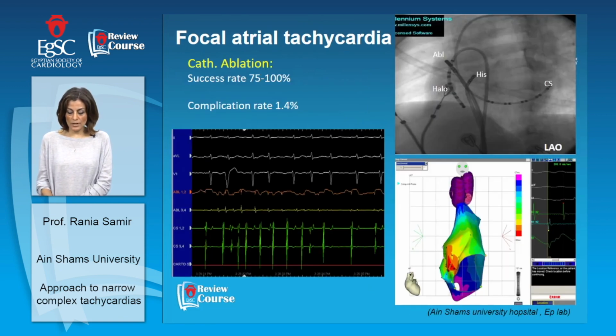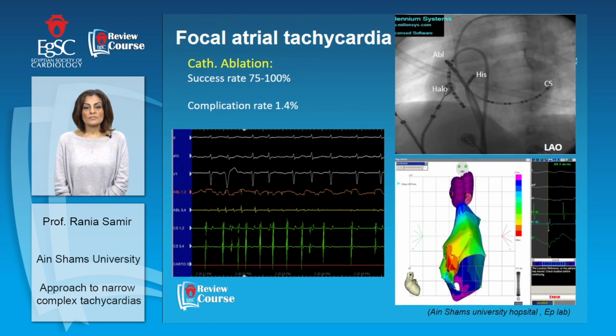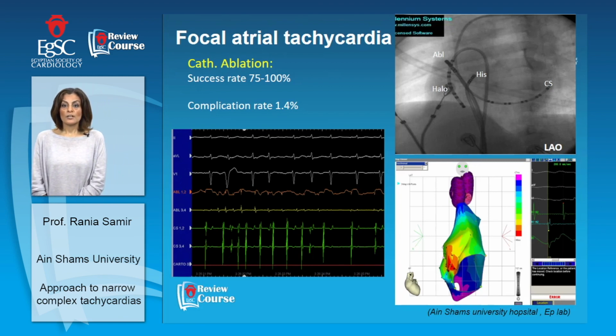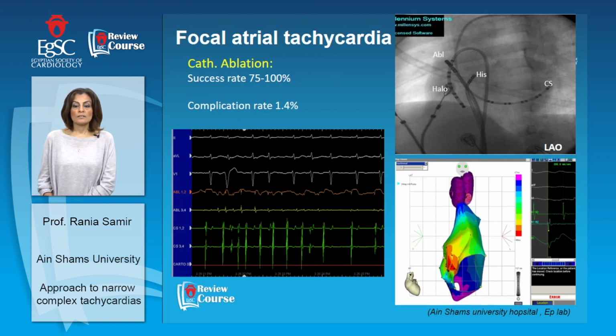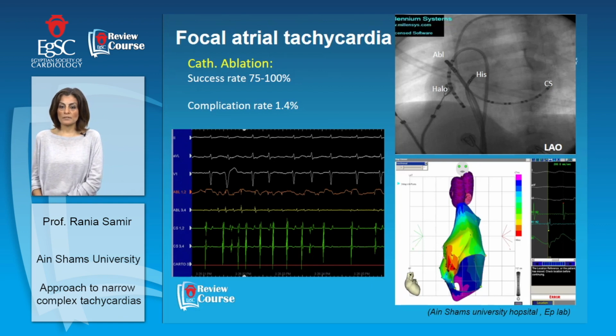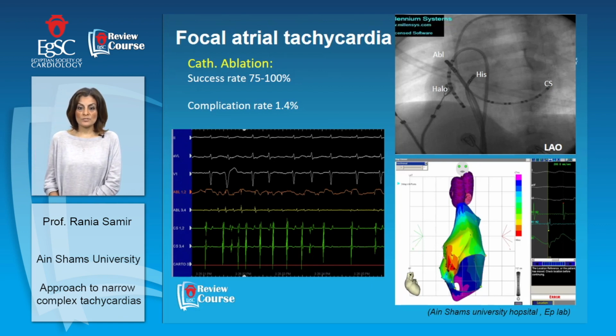Here in these graphs, we can see catheter ablation of focal atrial tachycardia. As I said before, the success rate of focal atrial tachycardia ablation, during conventional EP techniques or even 3D electroanatomical mapping, is very high, reaching up to 100%, with a very low complication rate. And whether it's originating from the right atrium or the left atrium, it has very good long-term success rates.